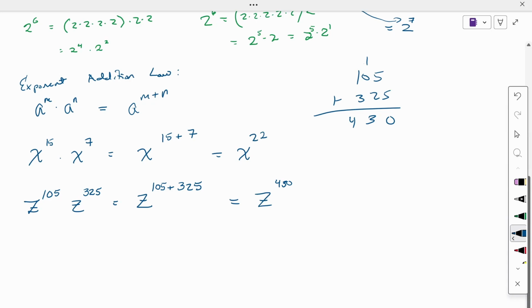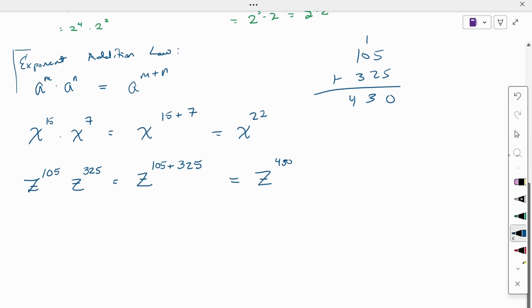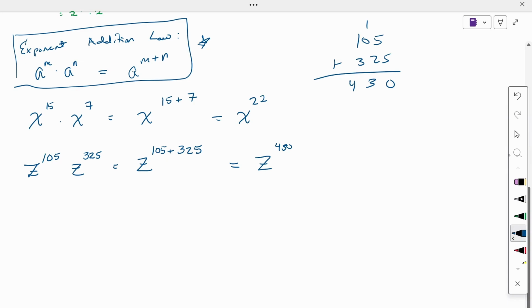Let's keep playing around with exponents, shall we? But I want all students to put a star in their paper and write down the exponent addition law as part of their cheat sheet, as well as a number of examples of how to use the exponent addition law.